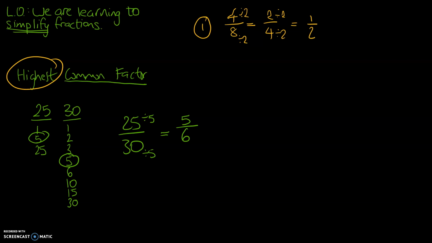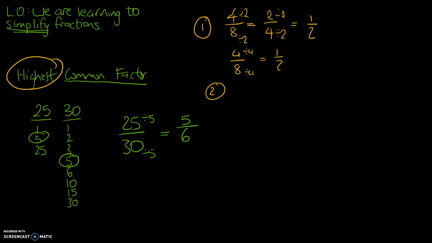I just want to contrast that with the other one over here, 4 over 8. Let's say we used the highest common factor of 4 instead of 2. Let's divide both of them by 4. That also would have got us to 1 over 2. So it doesn't matter which method you take, as long as you're continually checking, is there a common factor, then you'll be in a good spot.